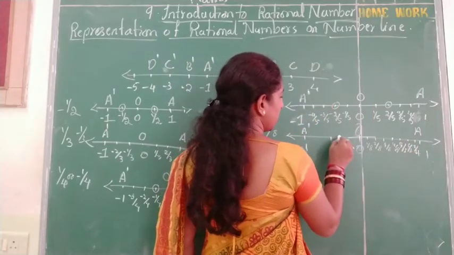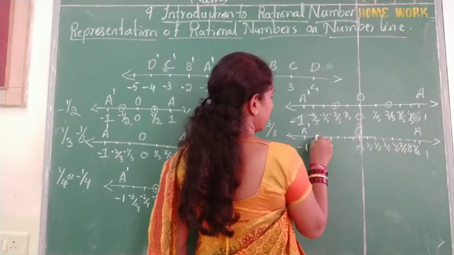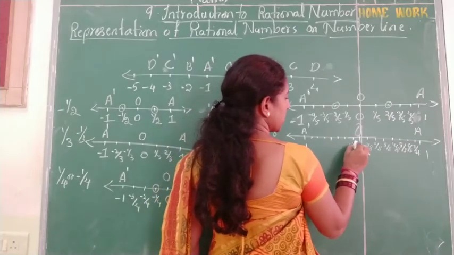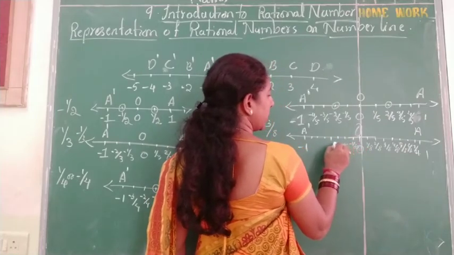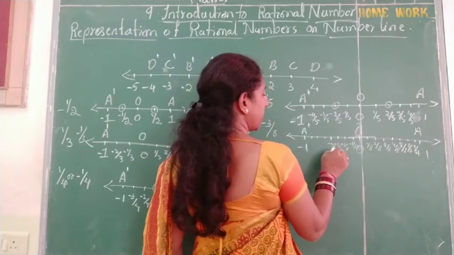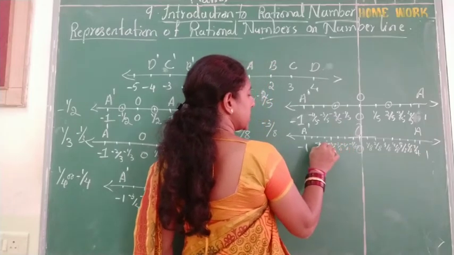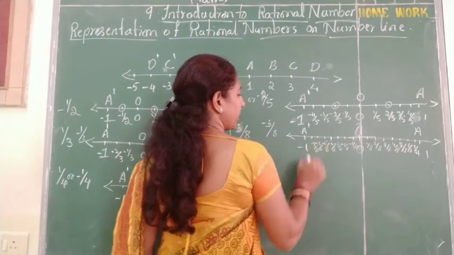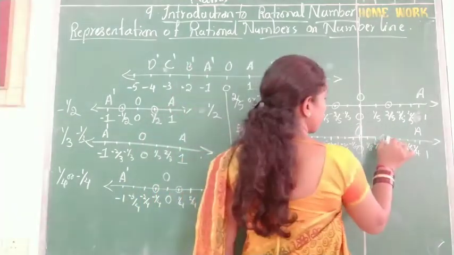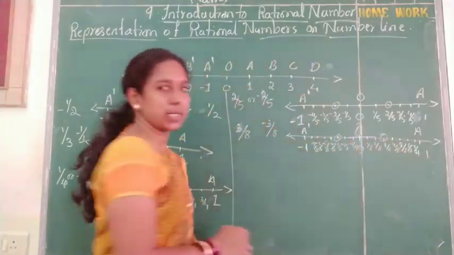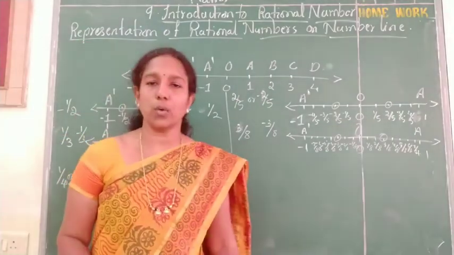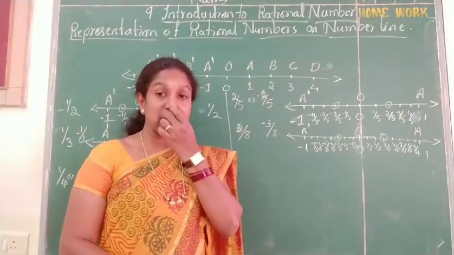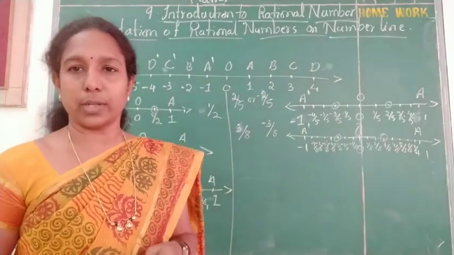The same pattern here. Like this 1. Here 1, 2, 3 and here 1, 2, 3. So this is minus 1 by 8, minus 2 by 8, minus 3 by 8, minus 4 by 8, minus 5 by 8, minus 6 by 8, minus 7 by 8. So 3 by 8 I should circle, here minus 3 by 8 like this. Okay, so this is how we have to represent the given rational number on the number line.